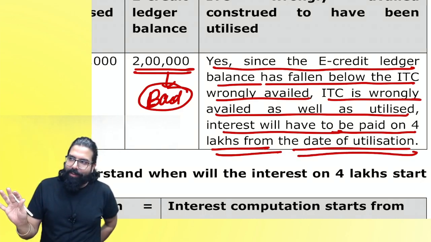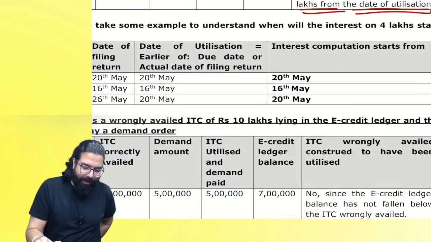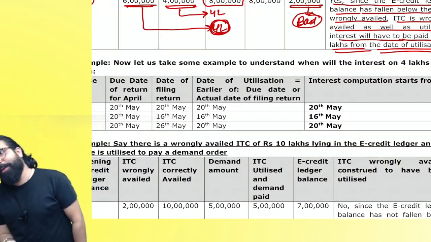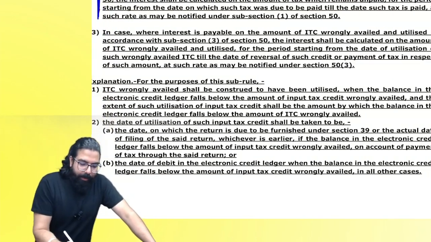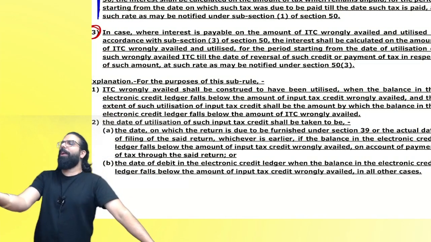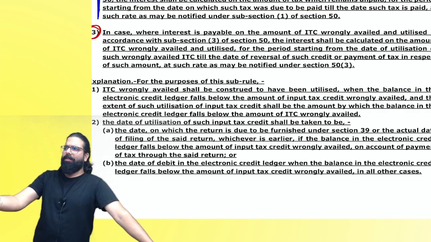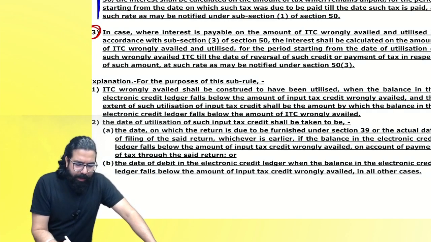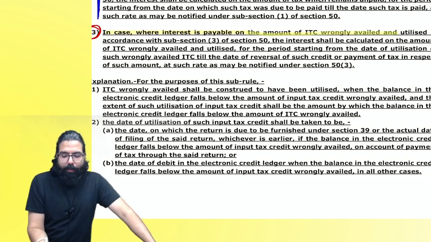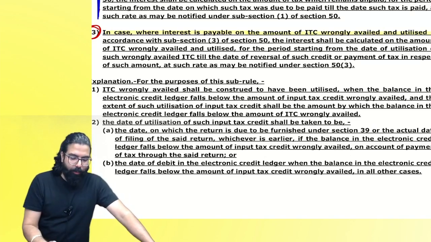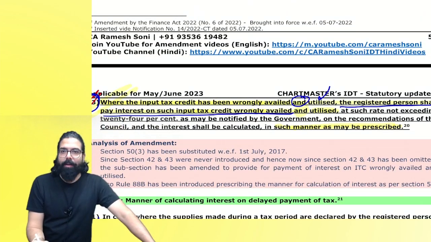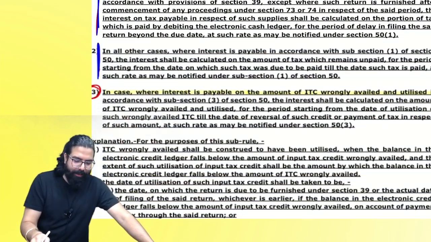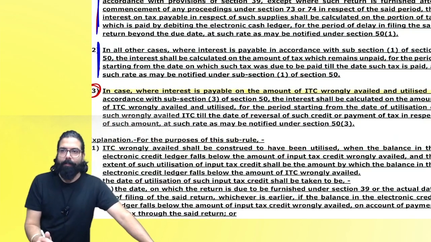Over, everyone. Doubt? Nothing. Okay. Clear till here? Everyone come here. This I will go ahead and read with you guys. You will understand now. See, in the case where interest is payable on the amount of ITC wrongly availed and utilized, where is it told? Here they have told, as may be prescribed. They are telling interest will be payable as may be prescribed. This prescribed is nothing other than Rule 88B.